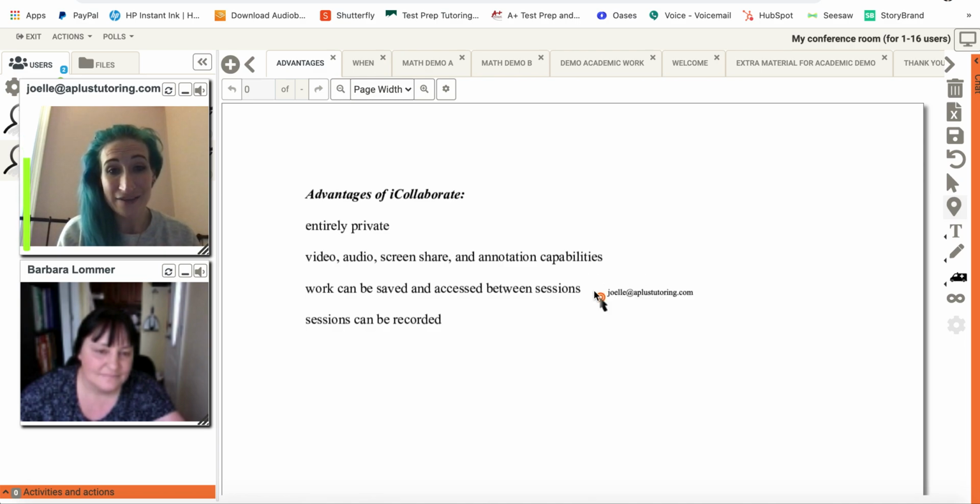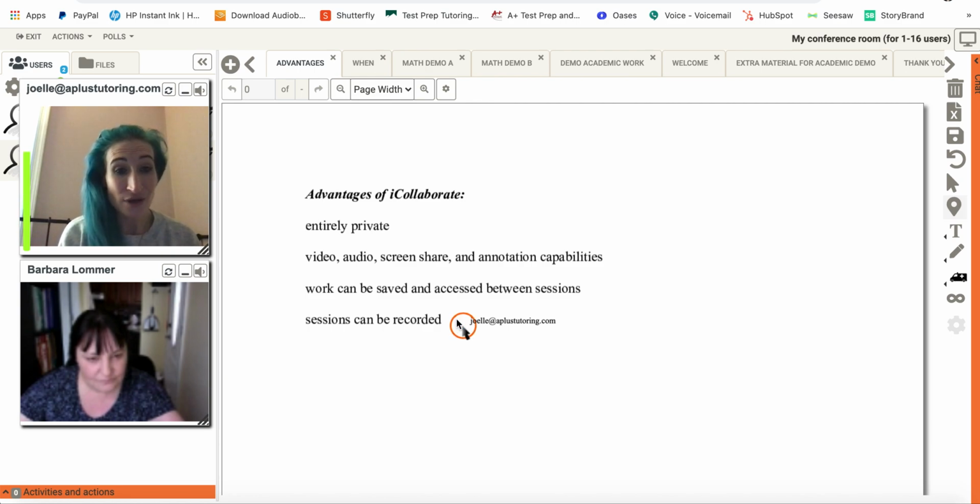Work can be saved and accessed in between sessions. This is really huge. So if you are a tutor or a student, you can go back into the online iCollaborate room in between your test prep or tutoring sessions to look back through your notes or look back through the materials that the tutor has gone over with you. And these sessions can be recorded. So if for whatever reason your student would like that, then they can go back and go through that session again in that recording.